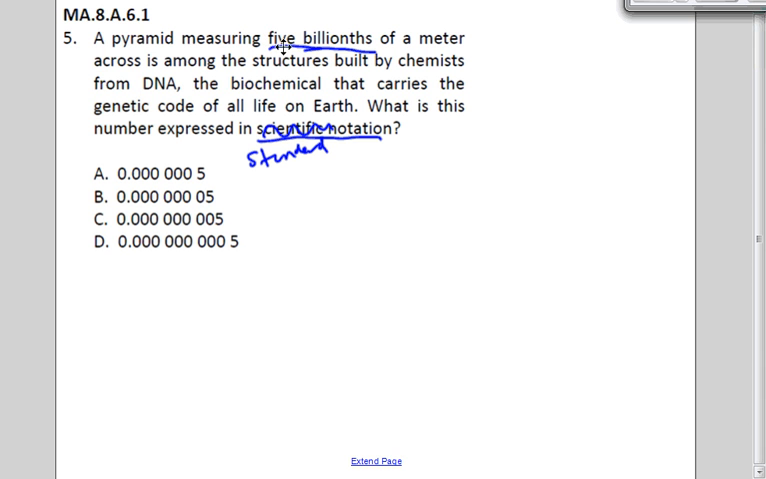Billionth means that the 5 should be in the billionths place. So here is the tenths, hundredths, thousandths, ten thousandths, hundred thousandths, millionths, ten millionths, hundred millionths, billionths place. The answer is C, 5 in the billionths place.